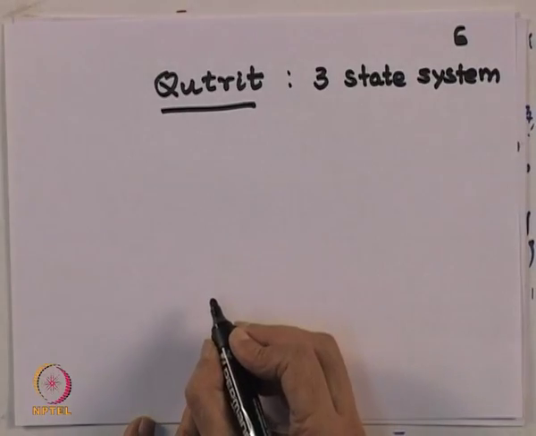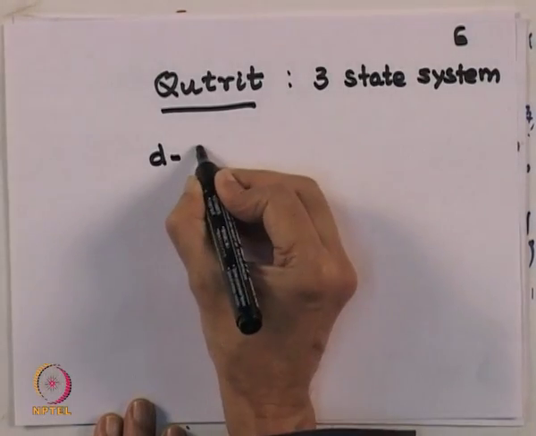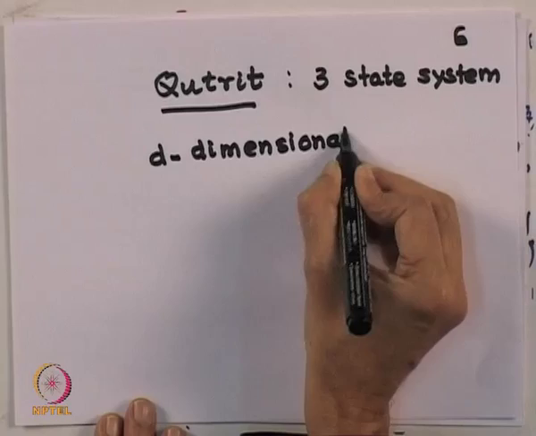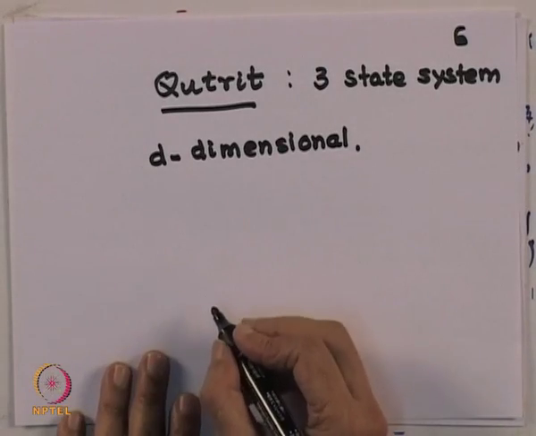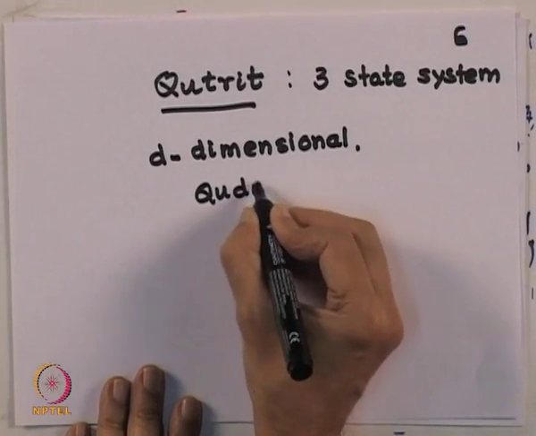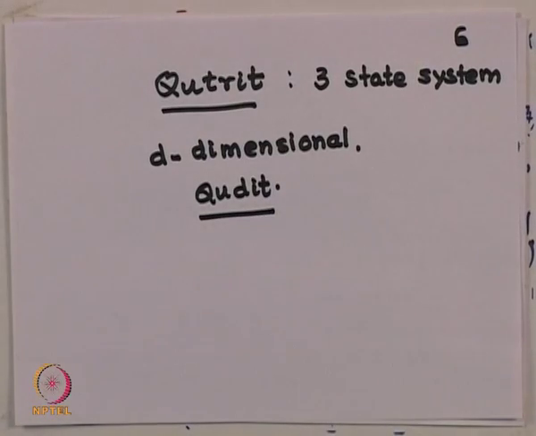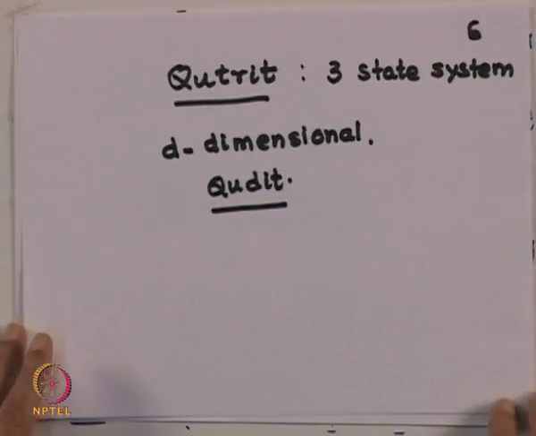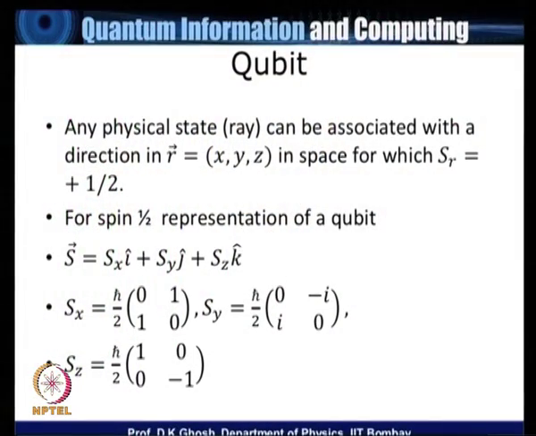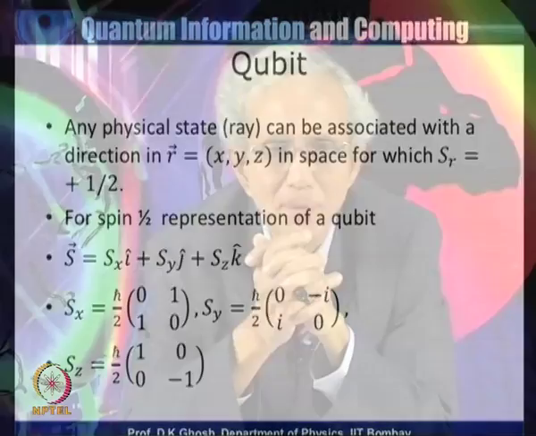And in general, if you are talking about a d-dimensional system, the corresponding unit of information is called a qubit. But these are just nomenclatures and we will have very little to do with it. So I will continue with my discussion of the qubit. So basically I am talking about a situation where I have a bistable state.